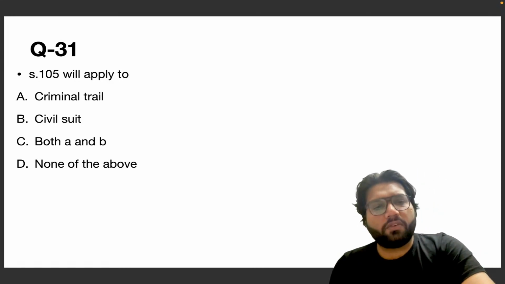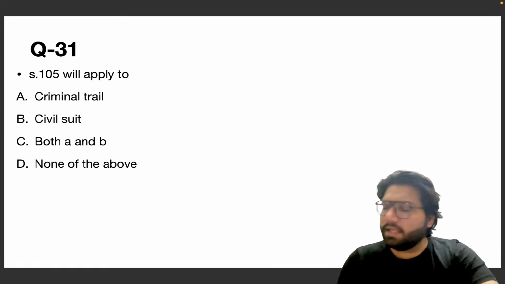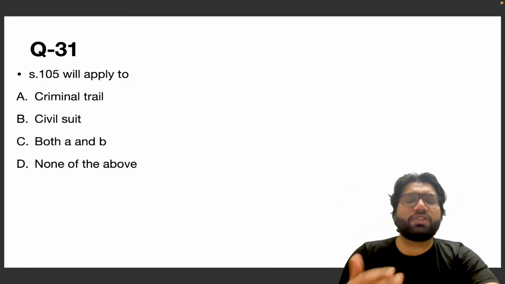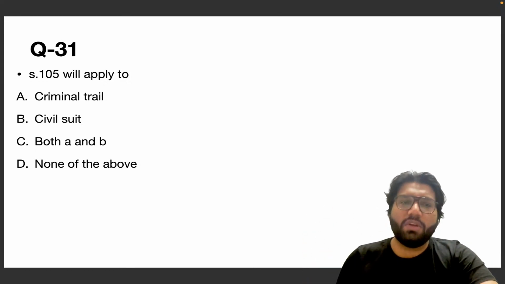So criminal trial, civil suit, both, none of the above. First one to answer, Sapna, followed by Shivani and Mausami. And yes, everyone's answer is correct, students. Yeah, section 105 is basically the chapter number 4 of the IPC, general exceptions. So that is something which will apply only in criminal trial. So that's why the answer is A.